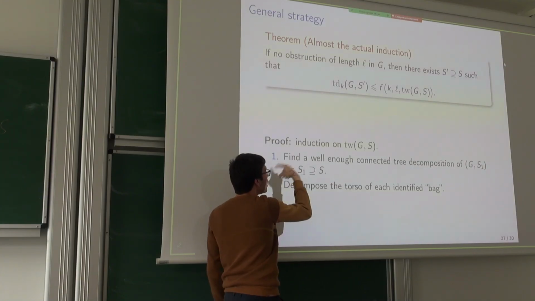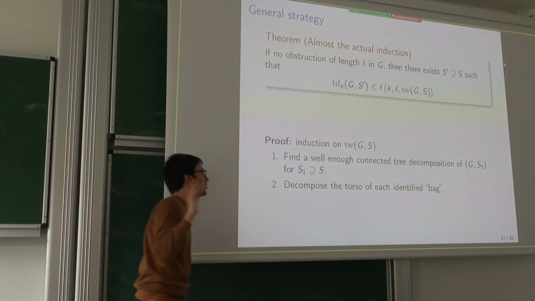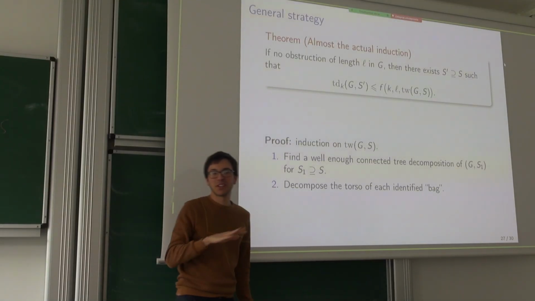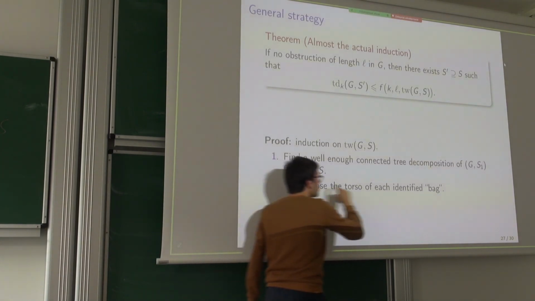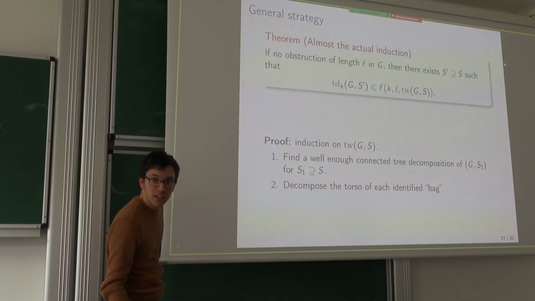will be to find a well enough connected decomposition of adhesion k minus 1. So this is what I mentioned before. Now imagine that you are in a graph which is k-connected, just to simplify a little bit, because now we just want to decompose the torso of every bag. But okay, let's say the graph is k-connected, to simplify.